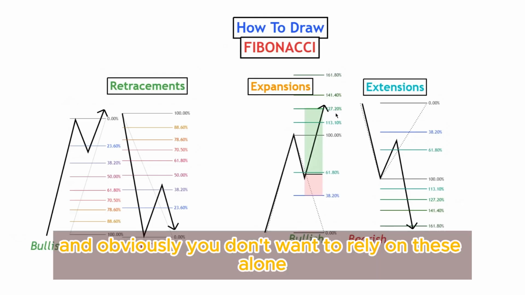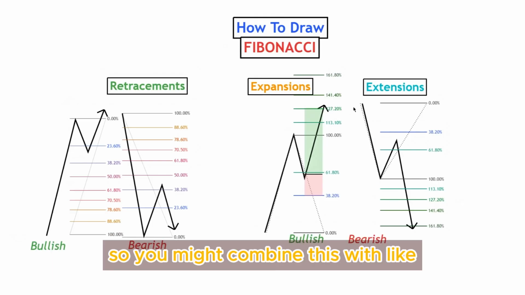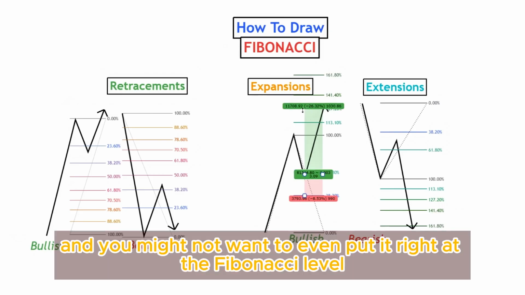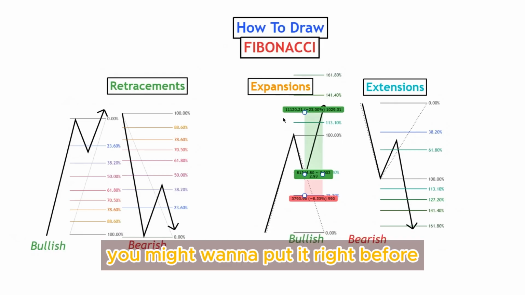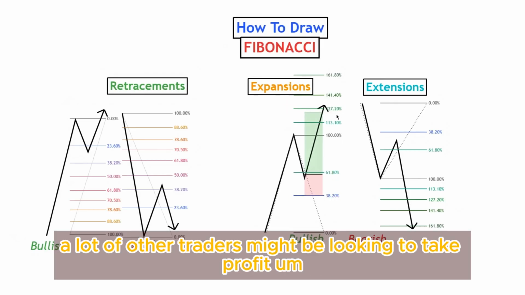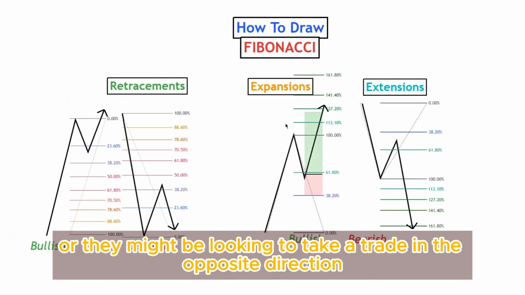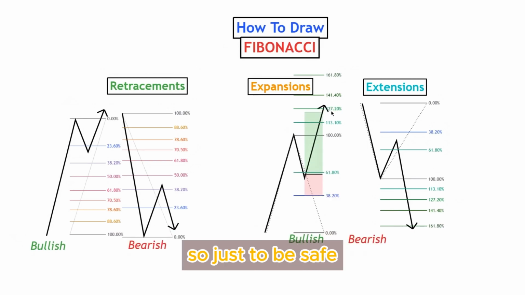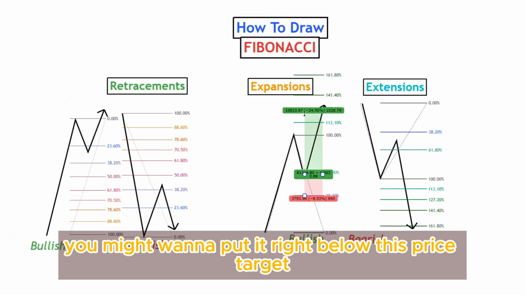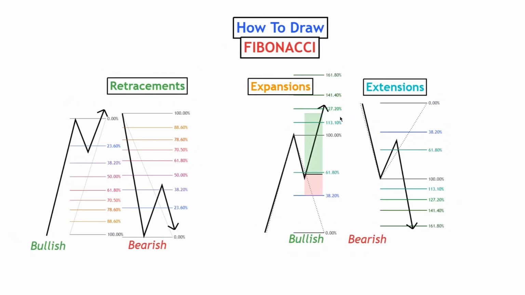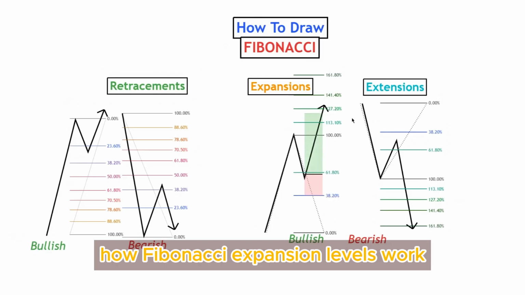And obviously you don't want to rely on these alone, so you might combine this with supply and demand zones or another factor. And you might not want to even put it right at the Fibonacci level. You might want to put it right below the level, since a lot of other traders might be looking to take profit at these Fibonacci levels, or they might be looking to take a trade in the opposite direction. So just to be safe, you might want to put it right below this price target. But that's basically how Fibonacci expansion levels work.